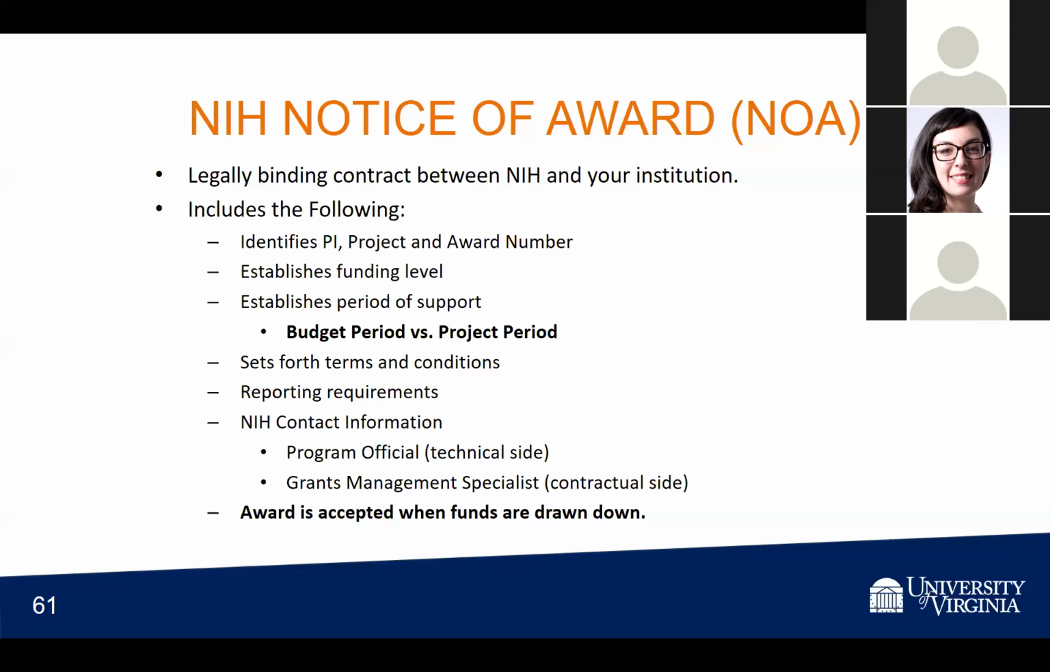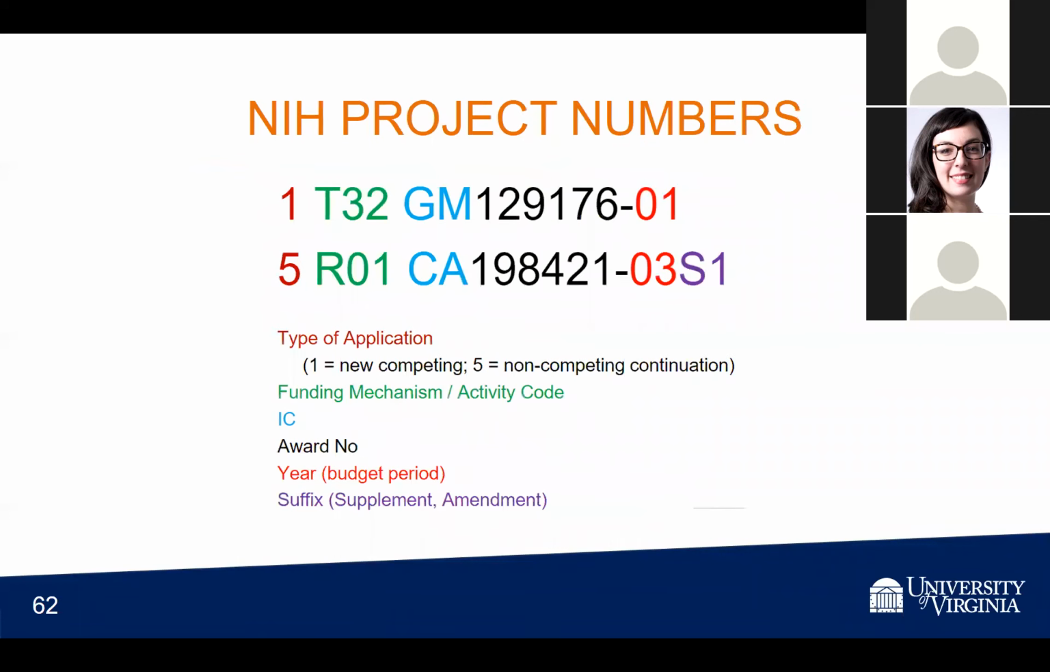So typically NIH awards would be unilateral, meaning there's no signatures required, and those notices of award would come in, and then as soon as we draw down funds, that constitutes acceptance. And so here's a little bit about NIH project numbers. NIH likes to have these nice long award numbers, and sometimes you look at them and it's like, what does this even mean? But there's actually a method to the madness.